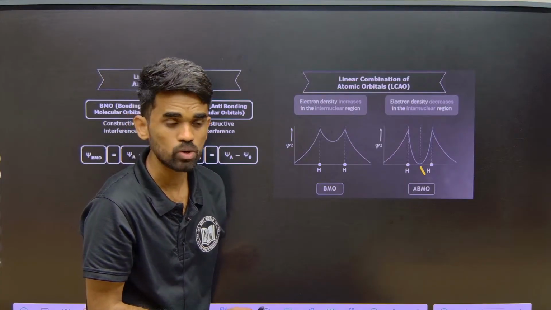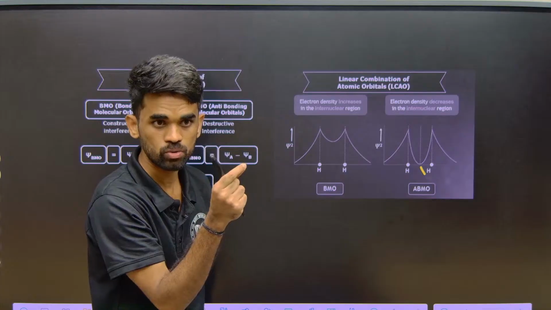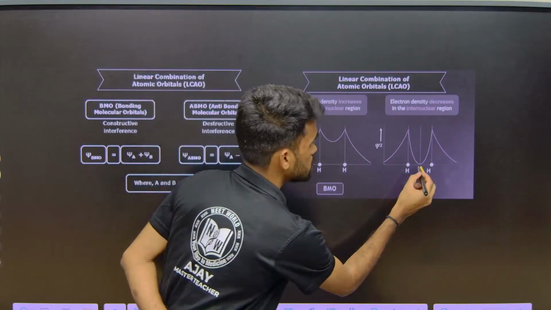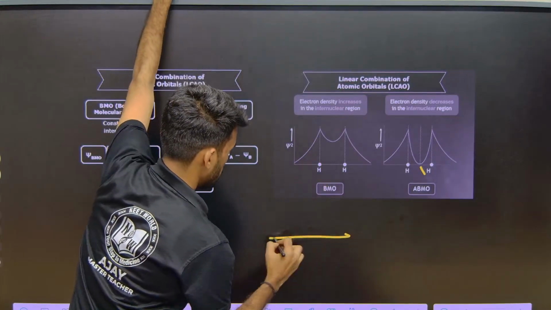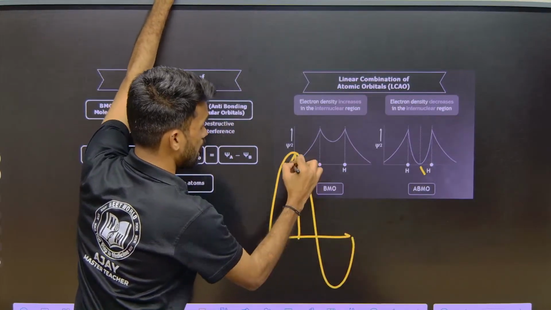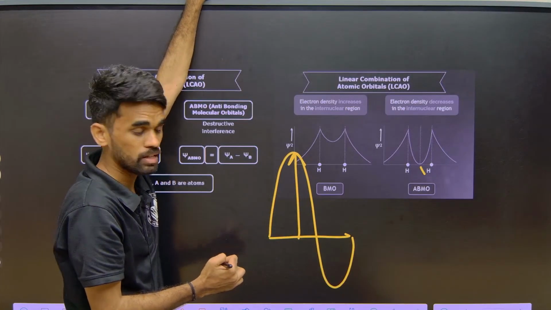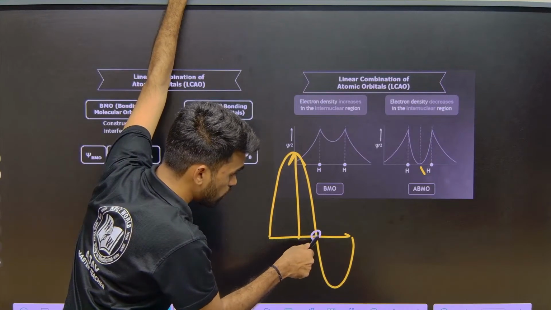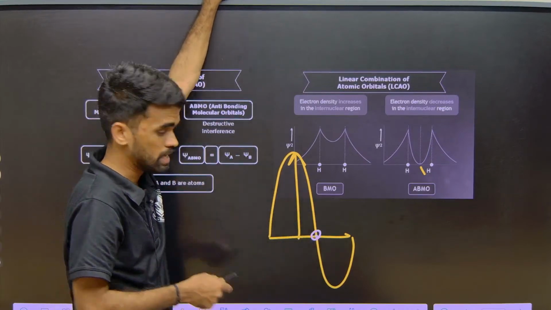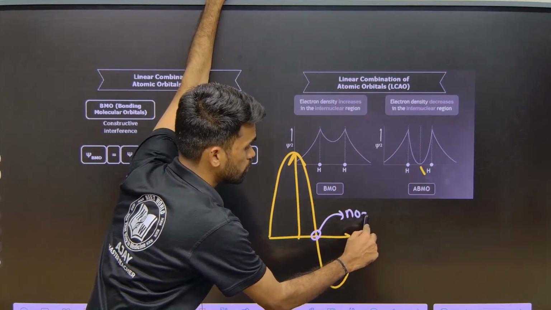Haven't heard this word? Node means the probability of finding an electron will be 0. So here, see what I told you, the greater the amplitude, the greater this height, the greater is the probability of finding the electron. Electron density is maximum here. If I take this point, is there any probability of finding an electron? So I can say this is a node.